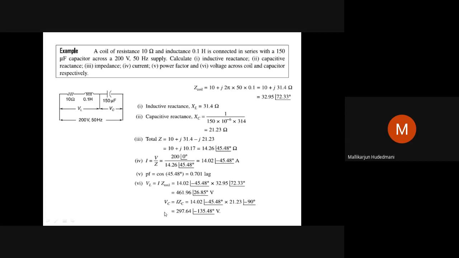Then I have one more thing to tell you. You may be wondering, sir, VL is 461.96, VC is 297.64, but the supply voltage is 200. How is it possible? Does anybody have a question? Definitely one of you may be having a question. My friends, recall back. What is total applied voltage? Total applied voltage is V. It is not the arithmetic sum of the voltages, it is not VL plus VC directly. It is the vectorial addition. VL plus VC is vectorially added to give the total voltage.